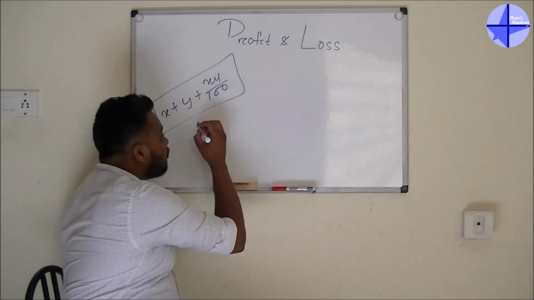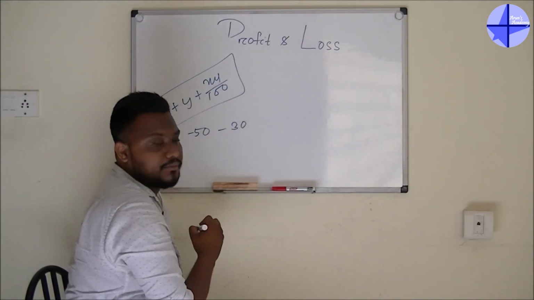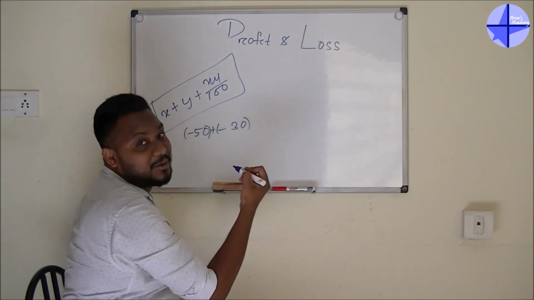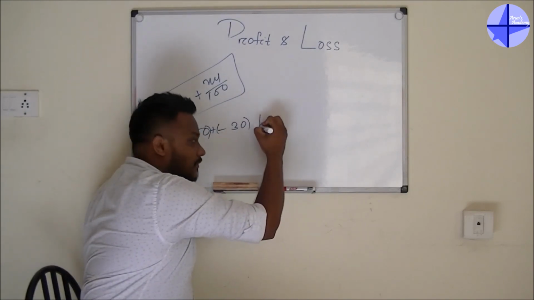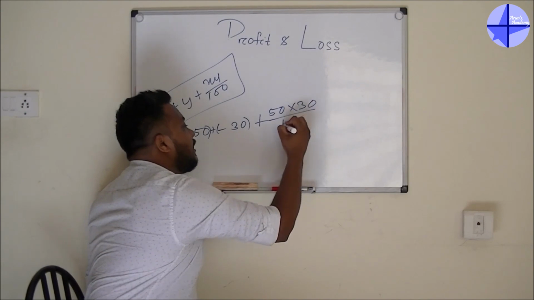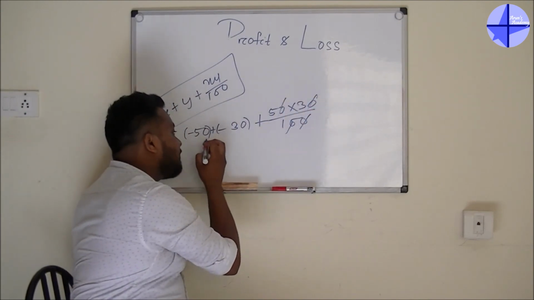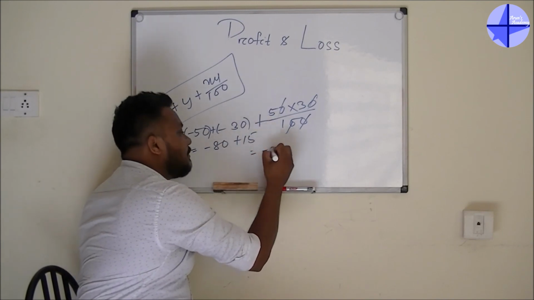Okay, so what we'll do, we'll take minus 50 minus 30. Okay, I'll make it like this. Happy now? Okay, so minus 50 minus 30. After that, minus into minus plus. So 50 into 30 divided by 100. 0 0 cancel, 0 0 cancel. Minus 50 plus minus 30, answer will be minus 80, plus 15, answer will be minus 65.